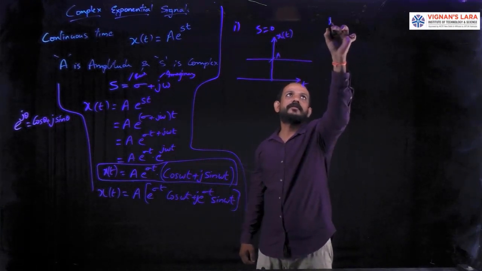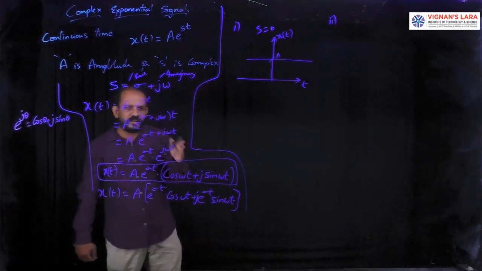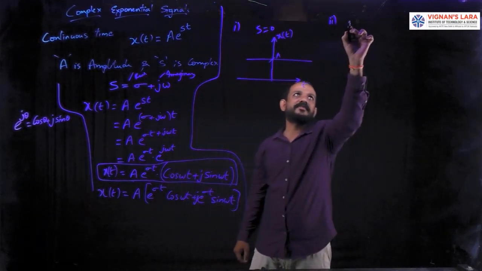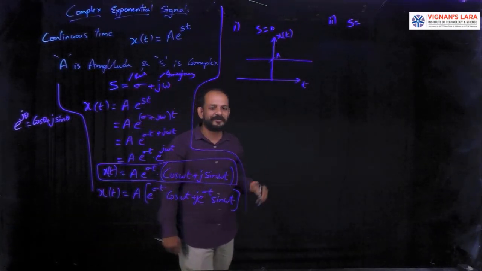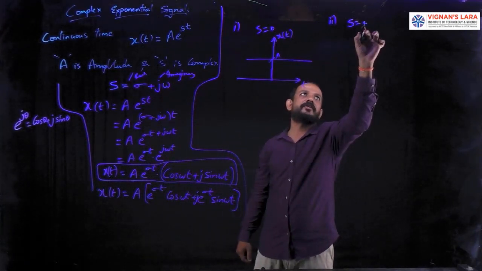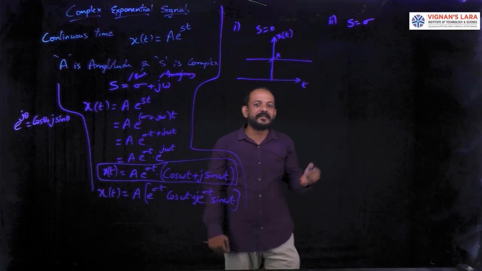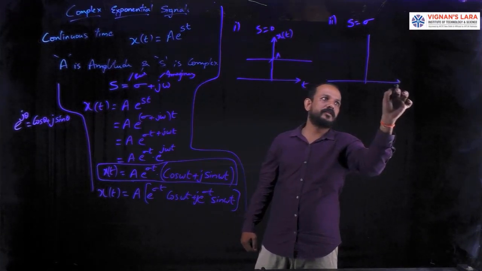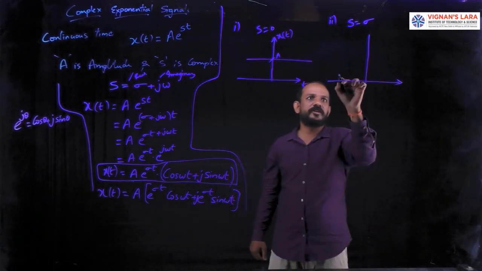Next, the second case: sigma is a positive value, greater than 0. What will be the value of s? In the second case, s will be equal to sigma. Sigma is positive, so plus sigma; if you write the plus or leave it, there is no difference. So simply s equals sigma, meaning sigma is greater than 0. Then what will be the shape? The shape of the signal is a growing exponential. You already know this.